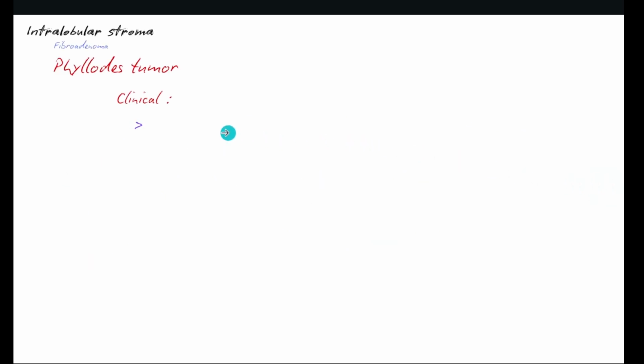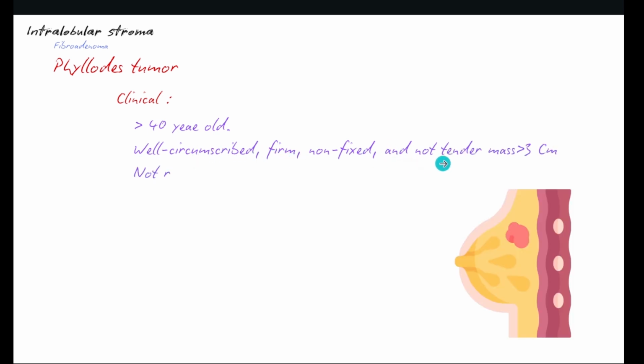Clinically, the patient will be older than those patients who present with fibroadenoma, and they will have a well circumscribed, firm, non-fixed, and non-tender mass more than 3 centimeters. It doesn't increase in size during menstruation because most of the tumor is a stromal tumor, which doesn't have estrogen and progesterone receptors.